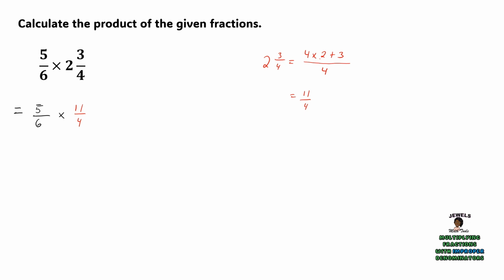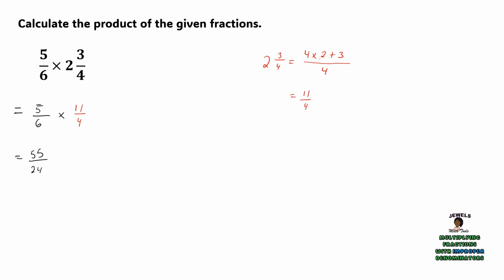And remember that when multiplying fractions, we multiply numerator times numerator. So we will multiply 5 times 11, which will equal 55. And we multiply denominator times denominator. So 6 times 4 will equal 24.